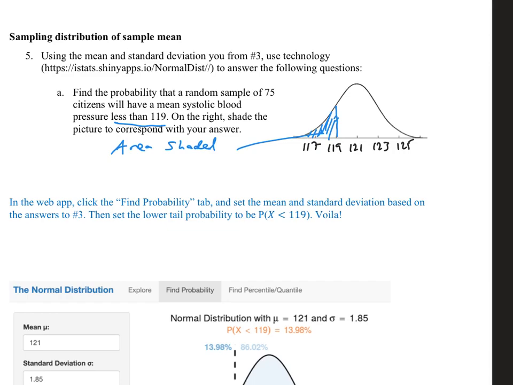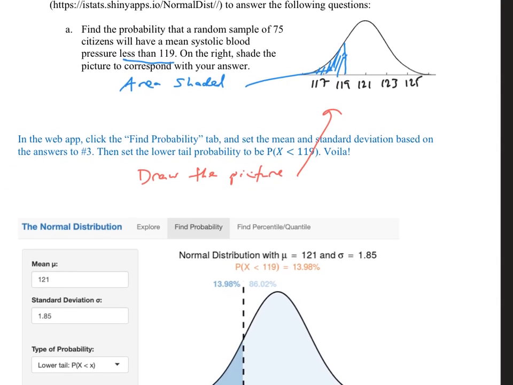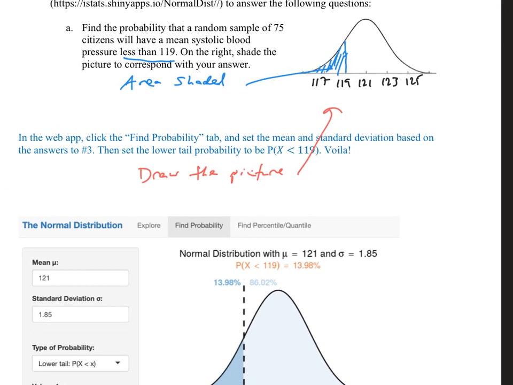To get that answer, what I need to do is go into the web app and have it draw this picture. So step one, when you're using the web app, is set the web app to draw the picture that you drew. If you can do that, then it will tell you what the area is. So that's what you're really trying to do when you're setting up the web app. The center and standard deviation is what determined the picture that I drew. So the first thing I need to do is type those in.